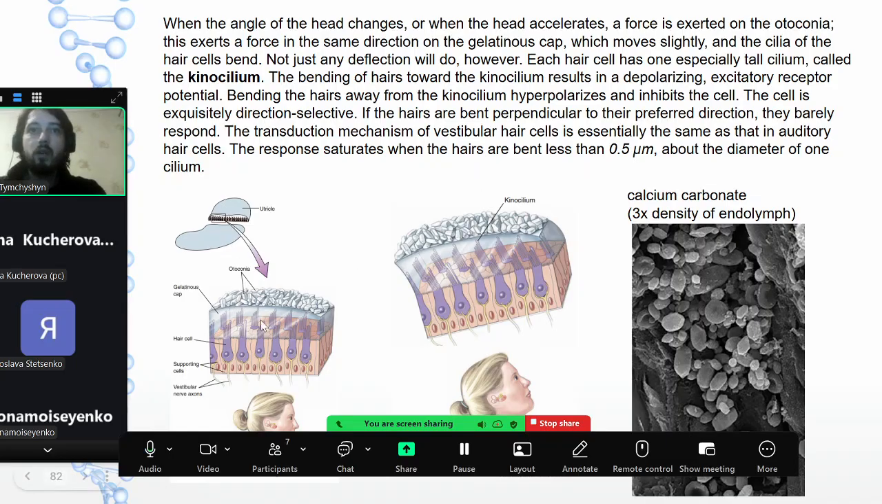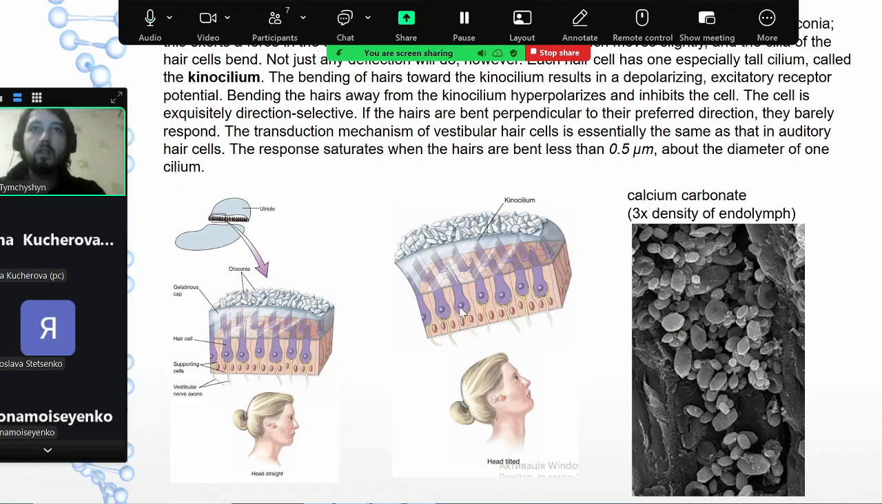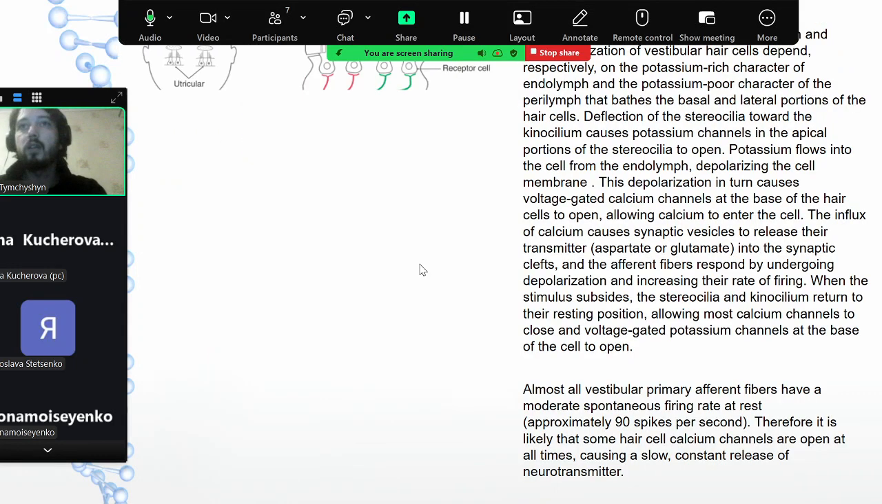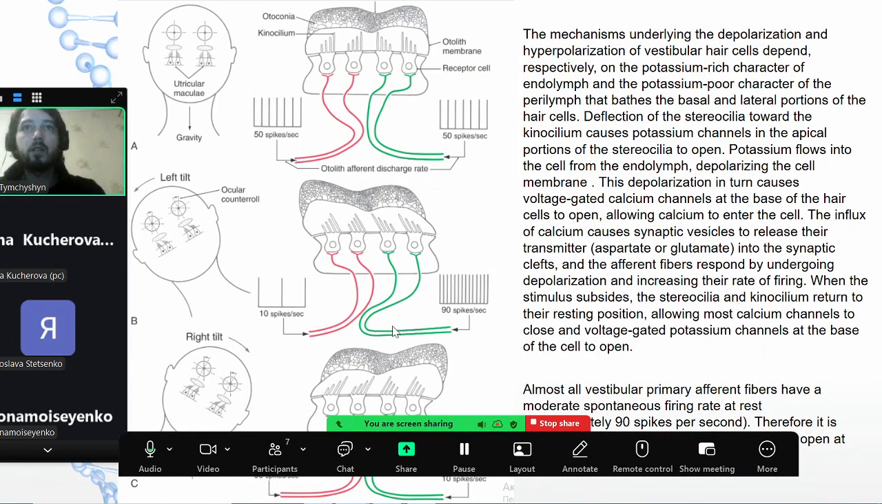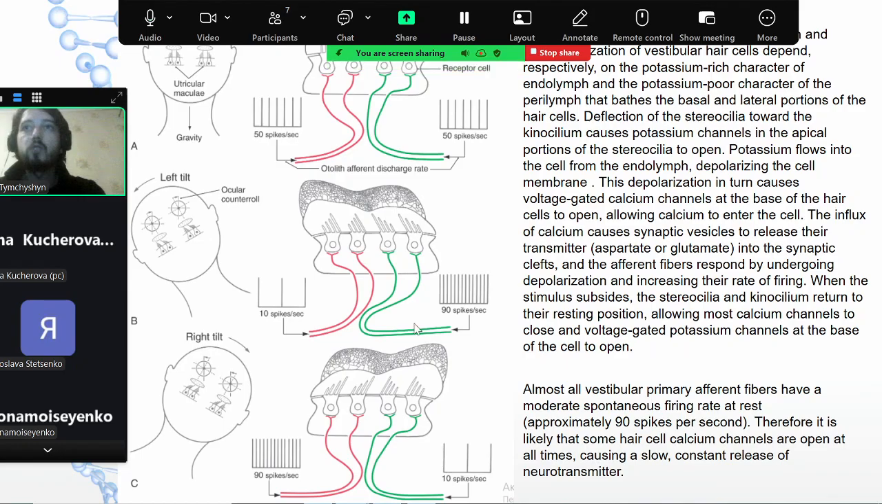So here you see how that looks like. We are reacting to the gravity. You see the utricle and the cells, they are reacting when I'm moving the head. Here you see what happens when we wobble the head to the left and to the right. They are giving different numbers of spikes, and you see that this movement activates some of the cells depending on their direction.